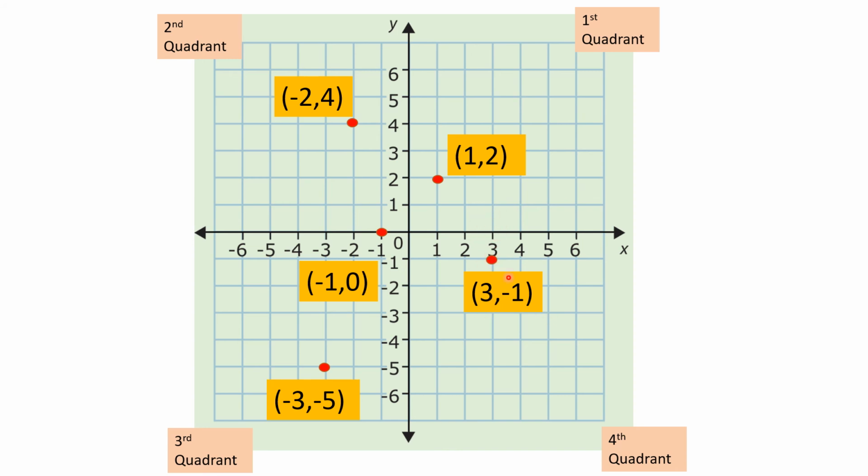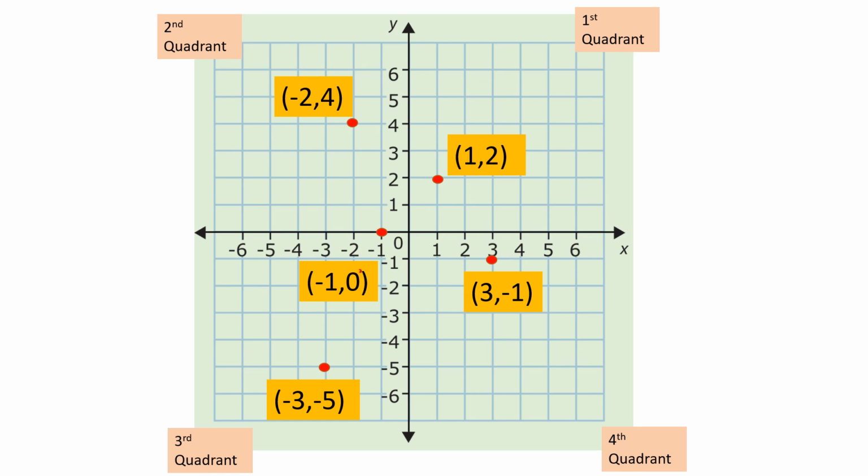Next, (3, -1). So 3 is on the x-axis and -1 is on the y-axis. The lines which we draw are this line and this line. Where do they intersect? This point, right? So that is (3, -1). When you draw the line, remember you have to draw a straight line. Even if my line is crooked here, you have to draw a straight line, okay?